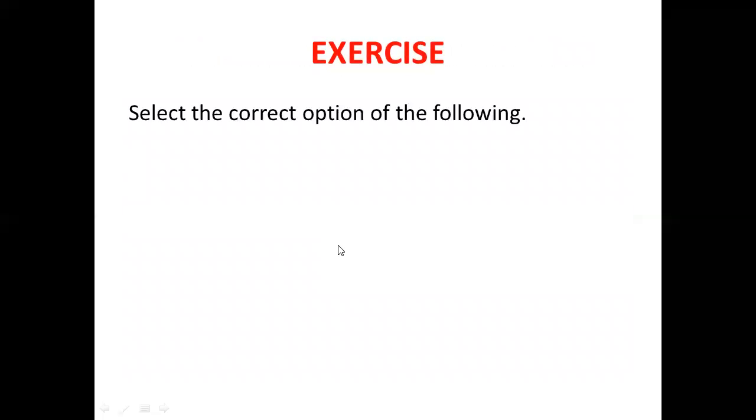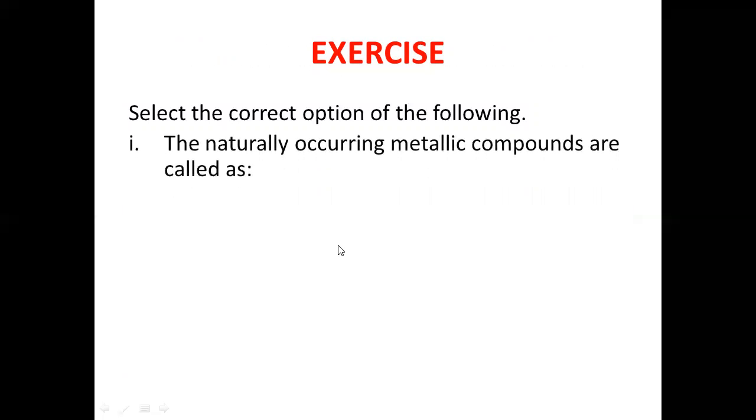Coming towards the exercise: select the correct option of the following. The first MCQ: the naturally occurring metallic compounds are called, all the metals which are present in nature, in the earth's crust, inside the mountains or inside the water. So they are called: ore, gangue, minerals, rock? They are called minerals. The naturally occurring metallic compounds are called minerals.